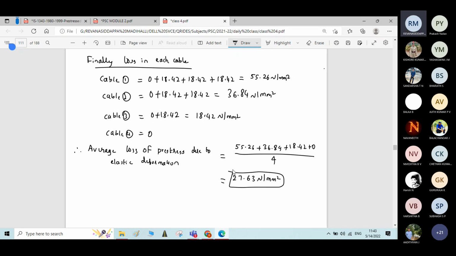Okay, so the calculation of loss of pre-stress due to elastic shortening is over. Okay, any doubts, you can ask, students.